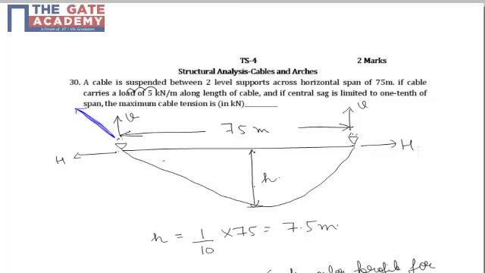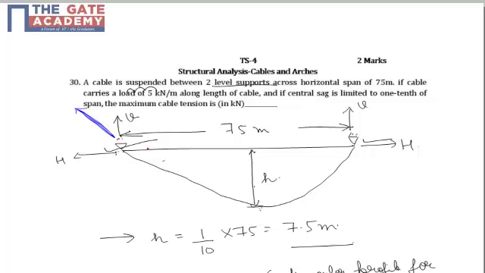and central sag is limited to 1/10 of the span. That is, central sag or h is 7.5 meter. Now, since it is given that there are two level supports, that means supports are at the same level. So we can clearly draw this diagram that this will be h with respect to the line joining the supports. It is asked: what is the maximum cable tension?